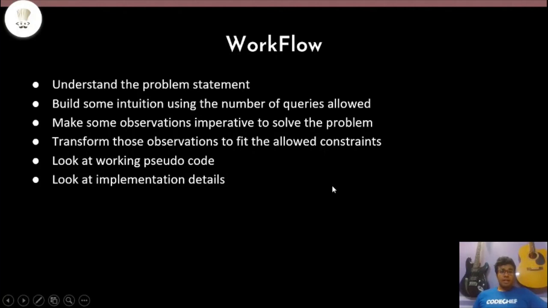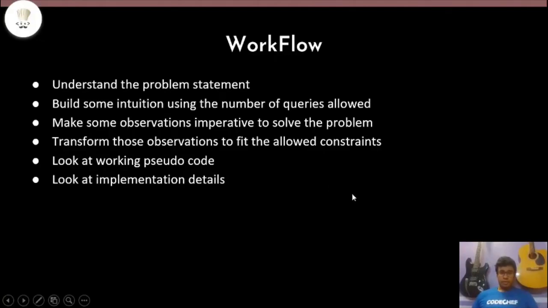Firstly, we're going to understand the problem statement. This will be an interactive problem, so I'm going to first tell you a bit about interactive problems, and then we're going to build some intuition using the number of queries that we're allowed in the interactive problem. Make some observations imperative to solve the problem, and then transform those observations to fit the allowed constraints. And finally, we're going to look at some working pseudocode and the implementation details.